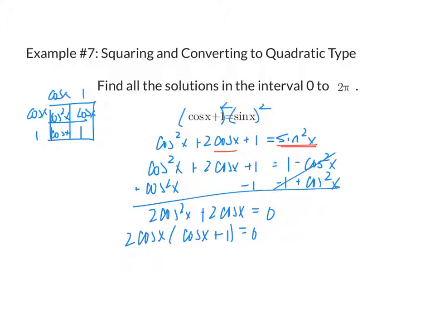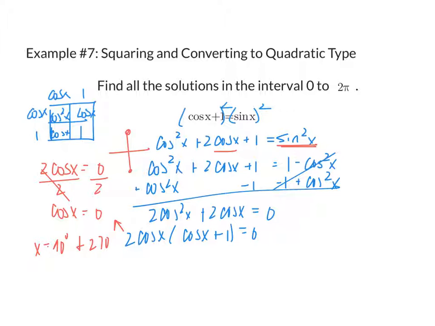All right, in that situation, I want to set both factors equal to 0. So for the first one, if I set 2 cosine x equal to 0 and divide by 2, I'm really looking for the angle when cosine is 0. Cosine is your x value, and so cosine is 0 at pi over 2 and at negative pi over 2, or 3 pi over 2. So as far as degrees go, that's either 90 degrees and 270 degrees, or if you want to write it in radians, that'd be pi over 2 and 3 pi over 2. So that's the first half of my answers.